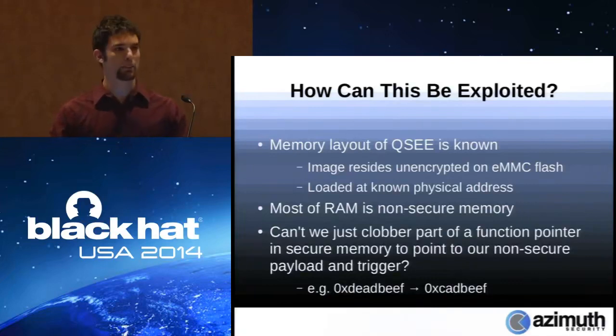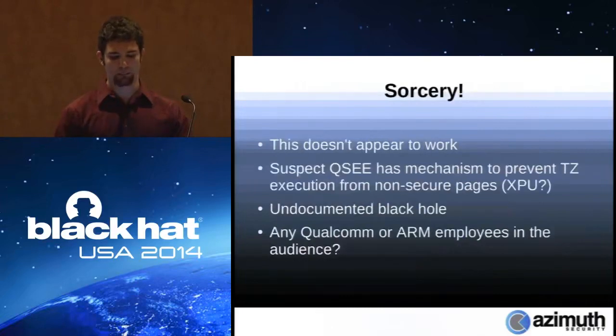Now, the classic approach that you would take if you were approaching this like a traditional kernel exploit may be to find some sort of function pointer that lives in secure memory, and then use our write primitive to overwrite some of the bytes of that function pointer so that it now points to an address residing in non-secure memory. Then we could put a payload at that non-secure address and cause that function pointer to be invoked by TrustZone. And then the result would be TrustZone running our non-secure payload, and that would be victory. Unfortunately, this doesn't actually appear to work.